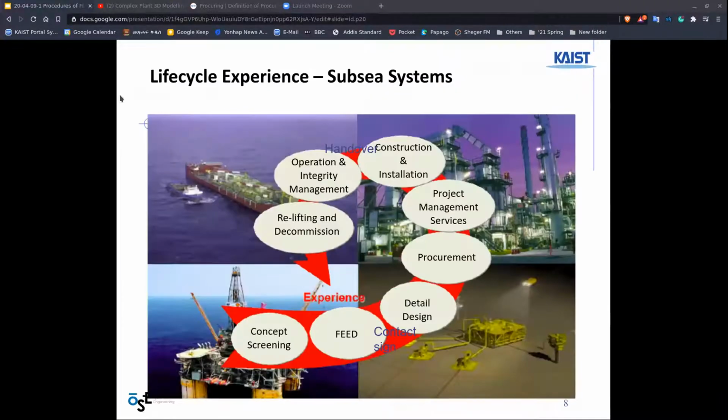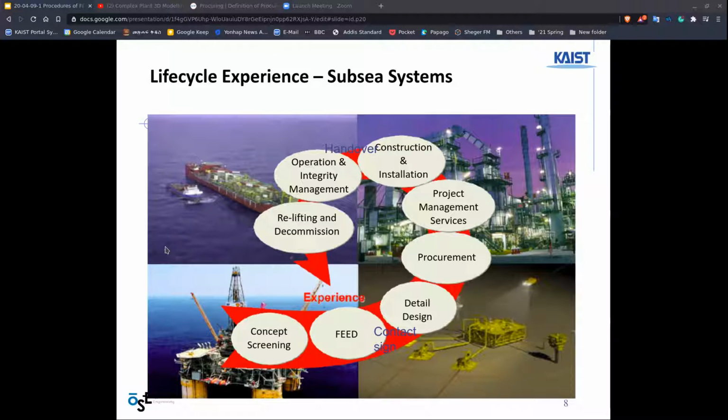So this is the procedure life cycle in the subsea system, but it can be applied to ocean plant. There is concept screening at the first part. This is the early stage of planning, and then there is FEED. And as you can see, there is something written in blue. It's added, I think, after this slide was made.